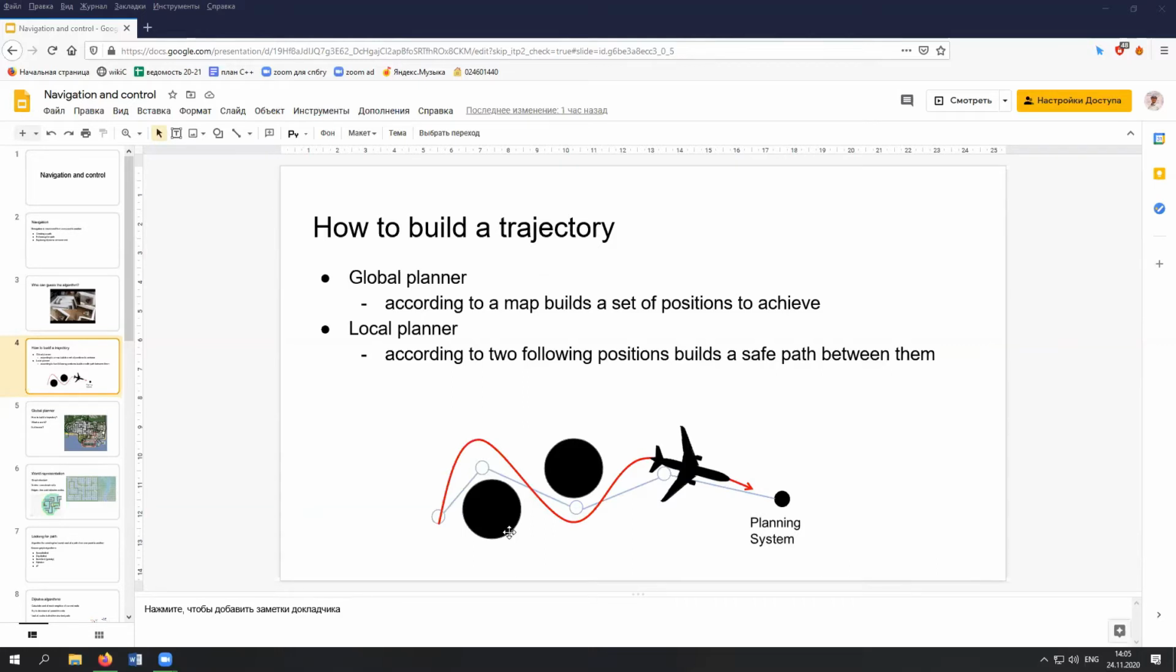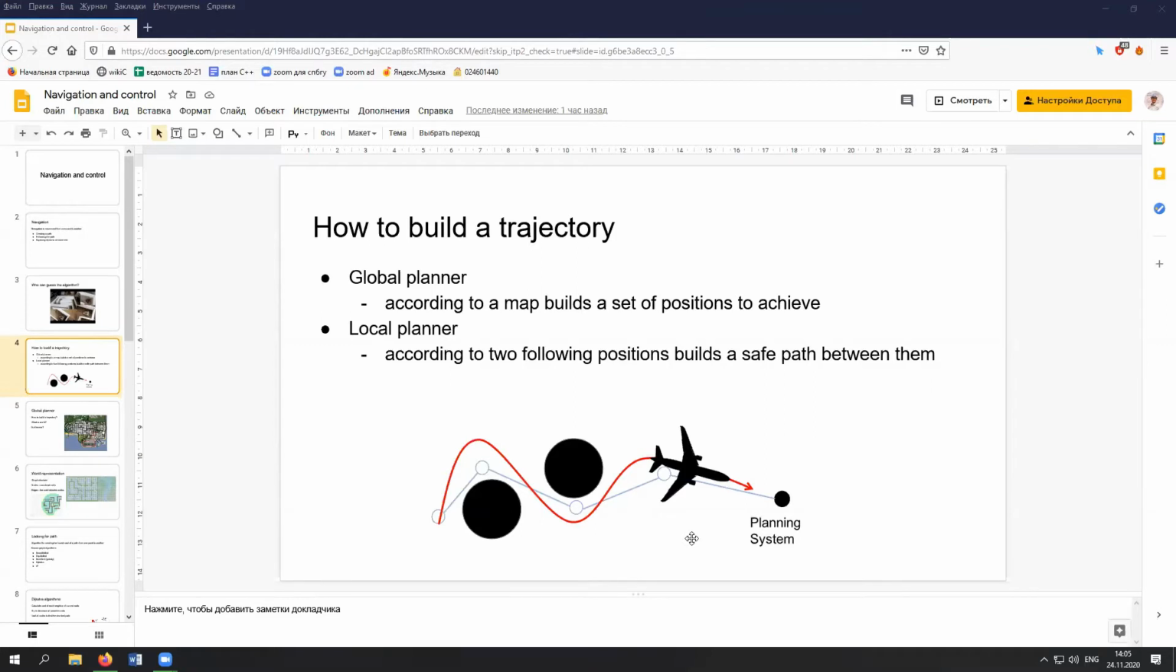And to complete this, the general approach is to have two different parts for planning, global and local. The idea of the global planner is to build several points from the beginning to the end where we should appear during the movement.